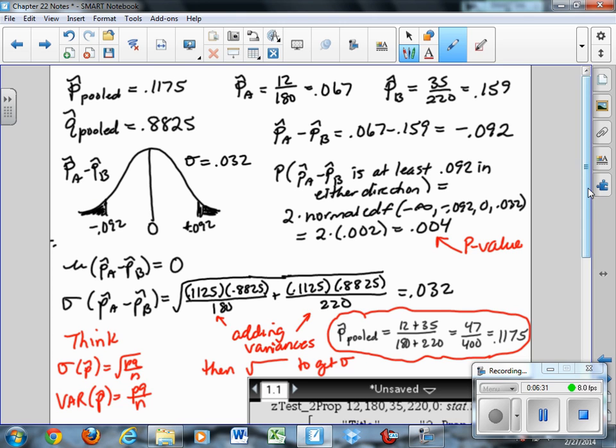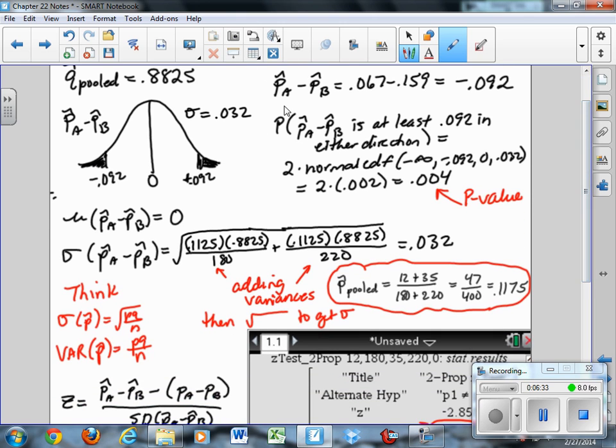So the probability that p hat A minus p hat B is at least 0.092 in either direction would be 2 times this normal CDF. Now, if we do 1 times the normal CDF, this is 0.002 and this is 0.002, and together it's 0.004. So we have a very small p-value, which means we can reject the null hypothesis.